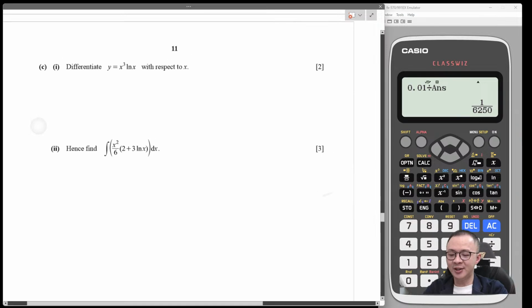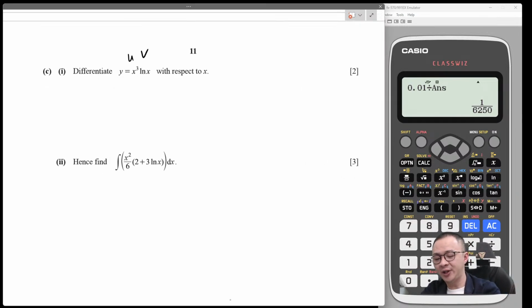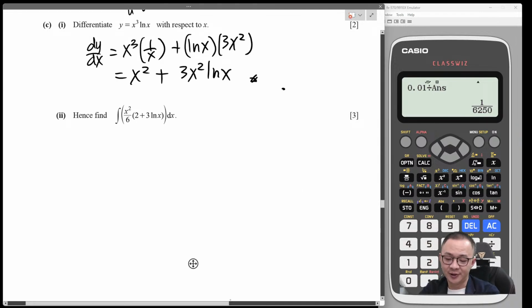Okay, so let's do the C, product rule. This is UV. So let's differentiate it. So dy dx is basically copy x cubed, differentiate ln x, plus copy ln x, differentiate x cubed. Okay, so this one will give me x squared plus 3x squared ln x. Done. Okay, so hence, this one.